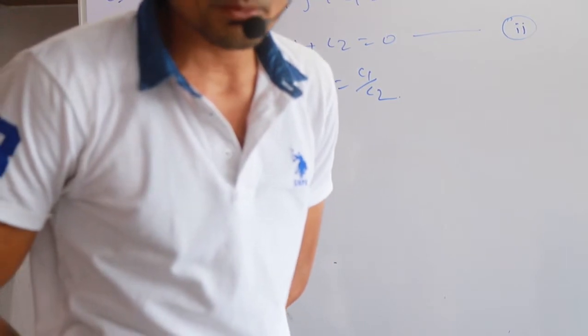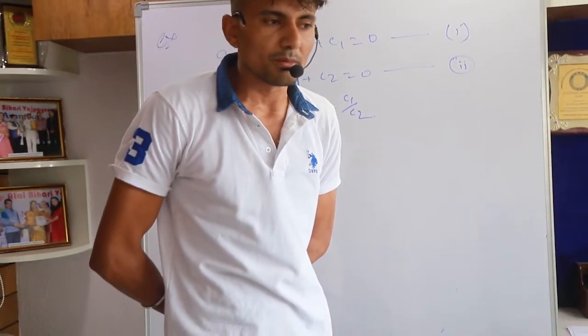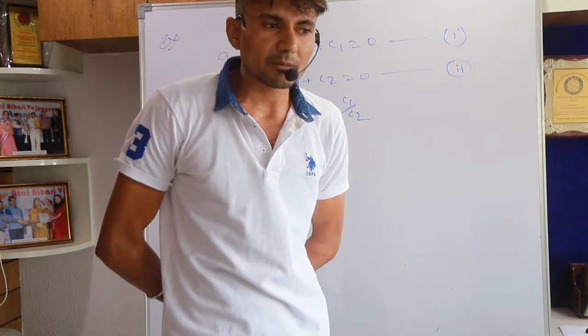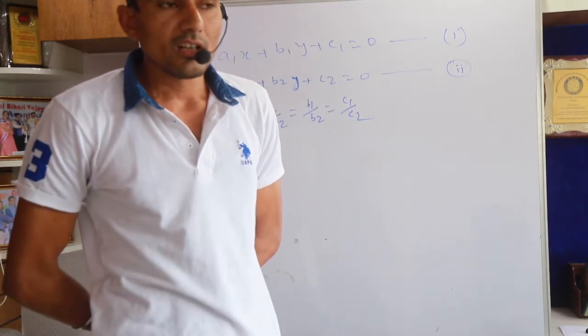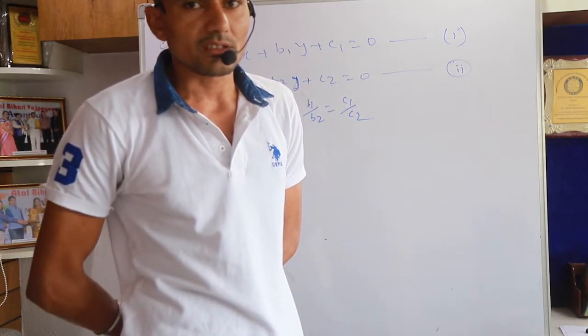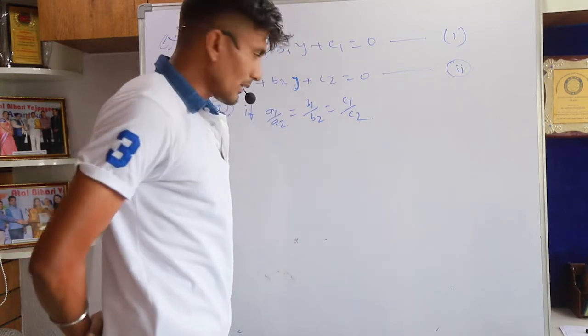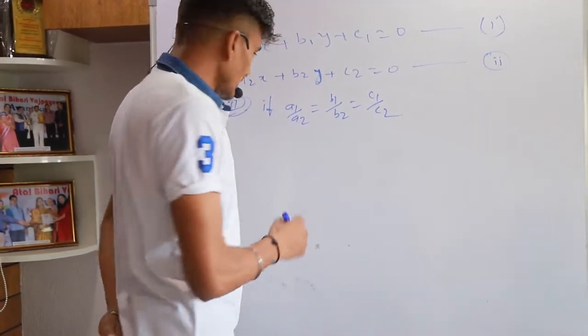That means which type of nature will the graph have? The graph will be coincident lines. That means the graph of one equation will overlap the graph of the other equation. We are taking one example by which you will be able to understand.